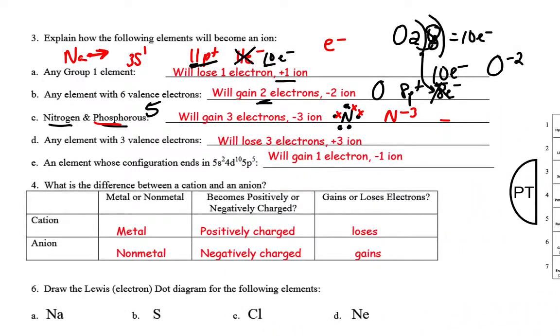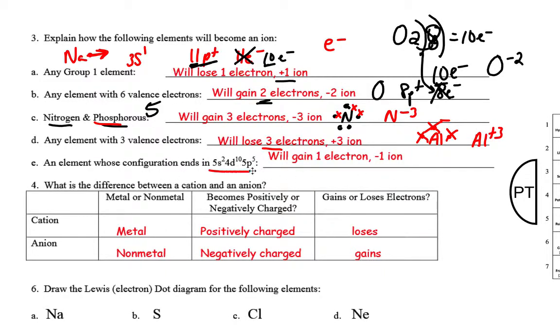You can get 1, 2, or 3, or you can give away 1, 2, or 3. If you have 3 electrons, here's aluminum, you've got 1, 2, 3. No one's going to give you 5 to get your octet. Instead, you're going to kick out 3, and you make aluminum +3.